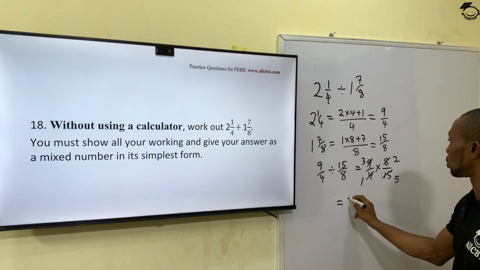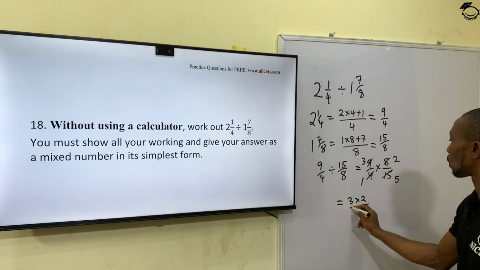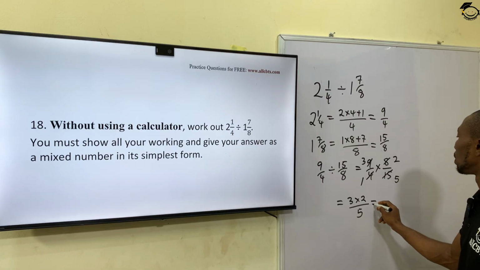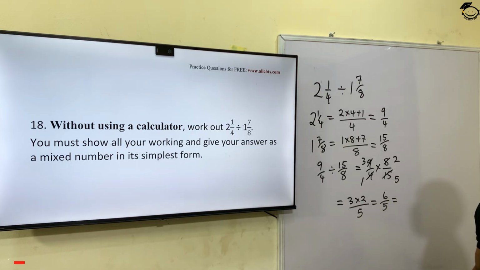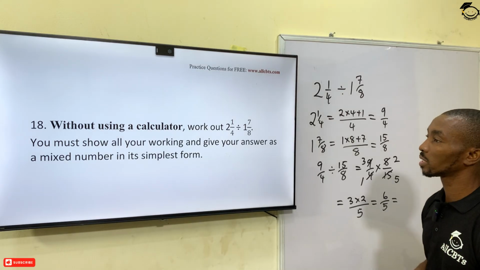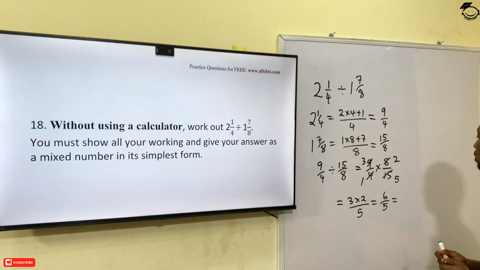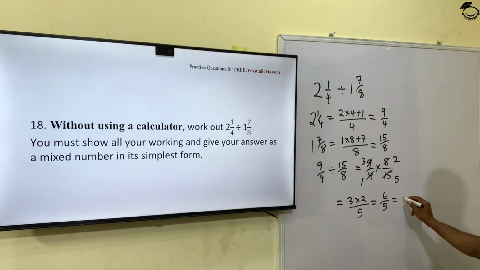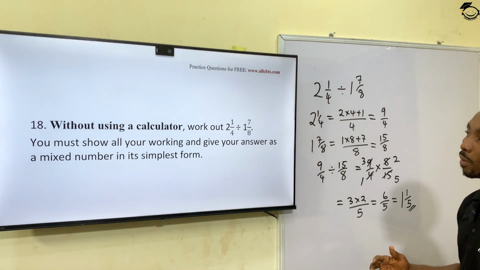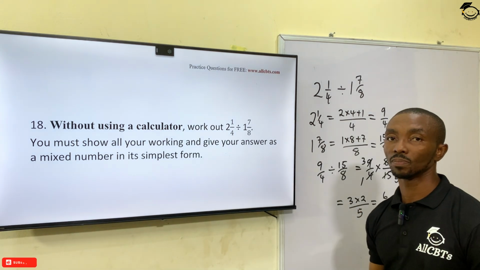So this leaves us with 3 times 2 all over 5. 3 times 2 gives us 6/5. Now, they said, give your answer in a mixed number in the simplest form. So this is an improper fraction. So for us to turn it to a mixed number would be one whole number 1/5. So with this, we've simplified our question.